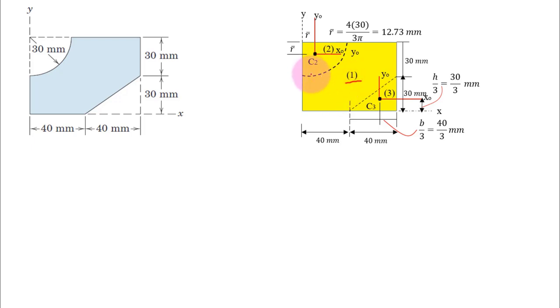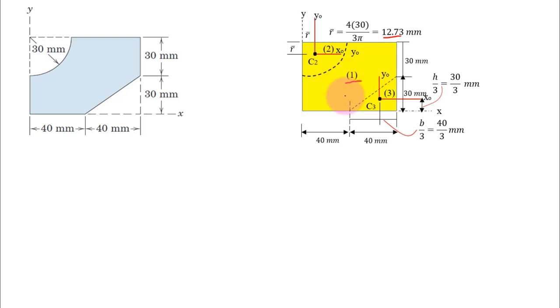For shape 2, the centroid r bar equals 4 over 3 times the radius. The radius is 30, divided by pi. This value is for both x and y, which is 20.73 for each.